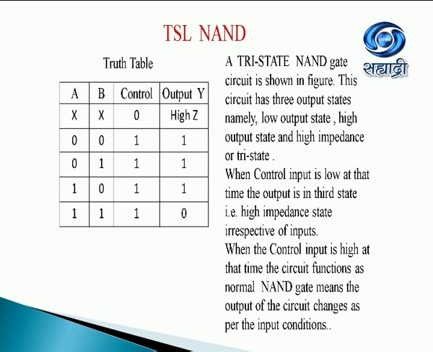When the control input is low, at that time the output is in the third state, that is high impedance state, irrespective of inputs. When the control input is high, at that time the circuit functions as a normal NAND gate, meaning the output of the circuit changes as per the input conditions. On the left side, the truth table is shown. Irrespective of A and B, if control is 0, output is high impedance, and the remaining 4 conditions are shown. For those, according to the input conditions, the output will change when control is 1.